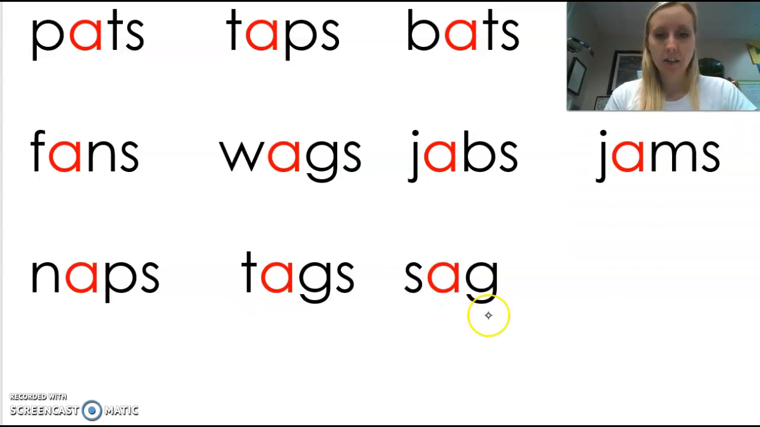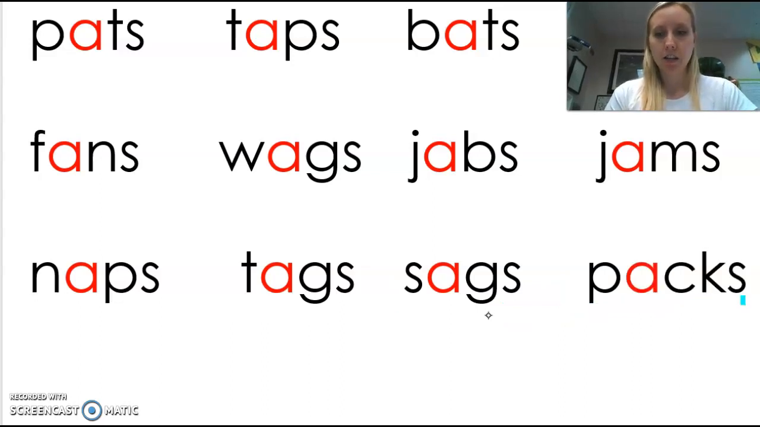Blend. Word, sags. Can't blend yet. Let's let you do another one. Blend, blend. Word, packs. Okay, let's do some more together.